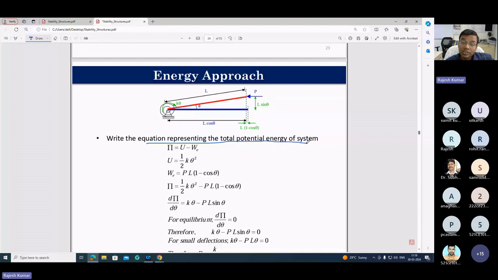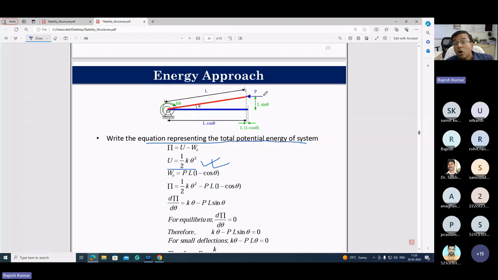What will be the total potential energy of the system? Strain energy क्या हो जाएगा? Strain energy हो जाएगा half k theta square. Half k, because of the rotational spring, the energy will be half k into theta square. Okay, that is the energy associated with the spring: half k theta square.